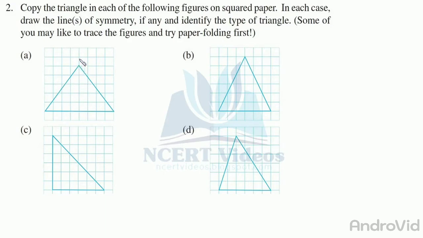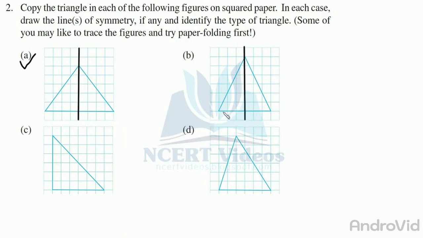Isosceles triangles have only one line of symmetry, that is vertical, going from the top vertex to the middle of the other side. That was your A part, having only one line of symmetry. Now B part, this is an equilateral triangle. If you count this side, 1, 2, 3, 4, 5, 6, 1, 2, 3, 4, 5, 6, and again 1, 2, 3, 4, 5, 6. An equilateral triangle has 3 lines of symmetry. You have to remember this.